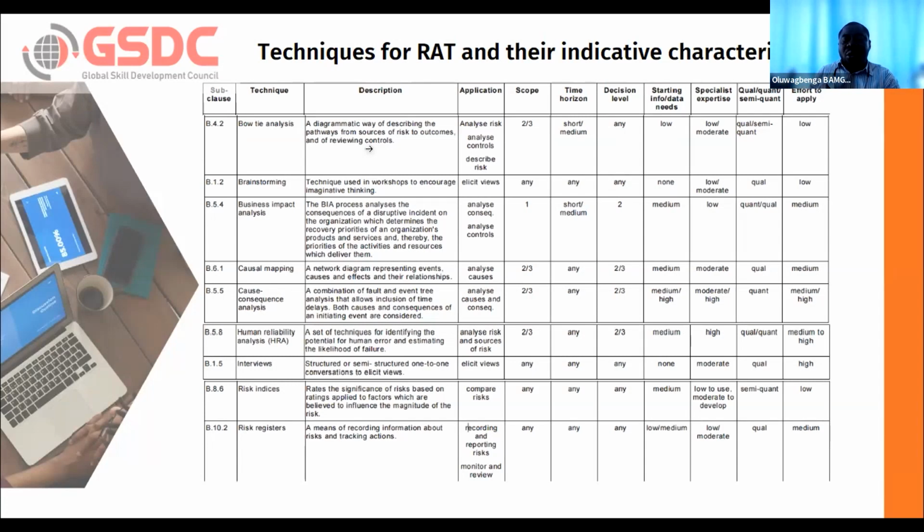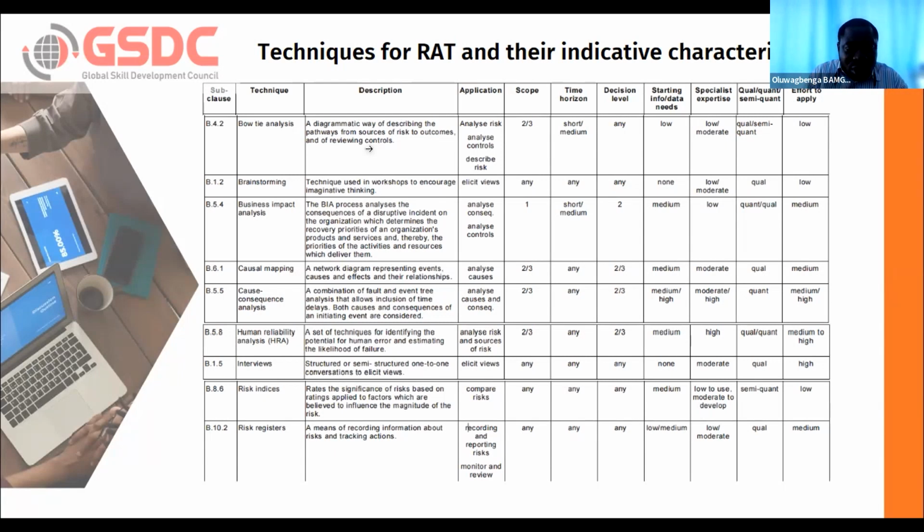As long as you know the required attributes that you need to put down, which you can get from your risk assessment, you just bring them into your business impact analysis. Effort to apply is medium. You don't need much effort to get that done.